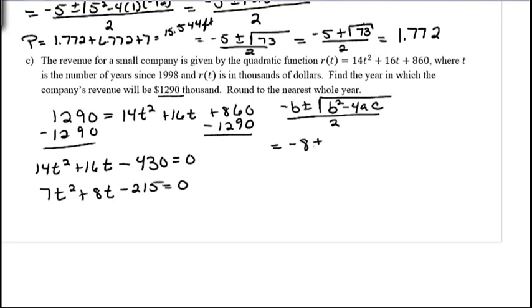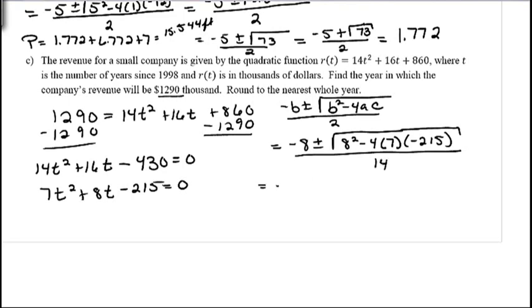We'll have negative 8 plus or minus the square root of 8 squared minus 4 times a, and a here is 7, and then times c, which is negative 215. And then we're going to divide this all by 2 times a, which would give us 14. So we have negative 8 plus or minus 64 plus we have 4 times 7 times 215. And that gives us 6,020. And then all of this gets divided by 14.